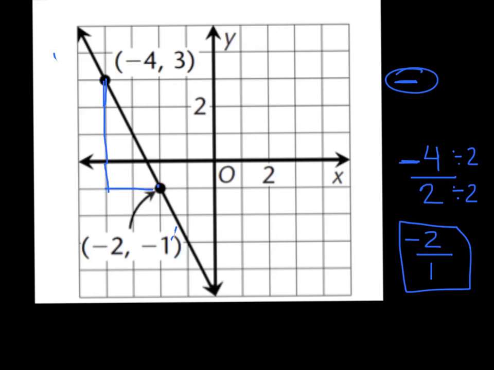Now let's see what would happen if I did that from this point. If I went down 2 over 1, do you see how I get a point there? And then down 2 over 1. I could keep going. Down 2 over 1. I have all those points on the line. So there's my slope, -2 over 1.